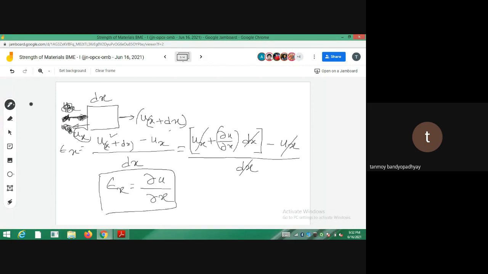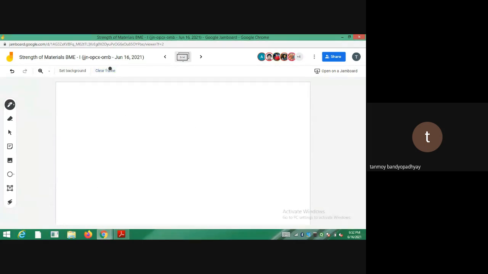Similarly, at home, you do it for epsilon y and epsilon z. I'm just drawing the element. When you're doing a shear strain, you should have something like this. This was the element that I had considered initially. This was x, this was y.